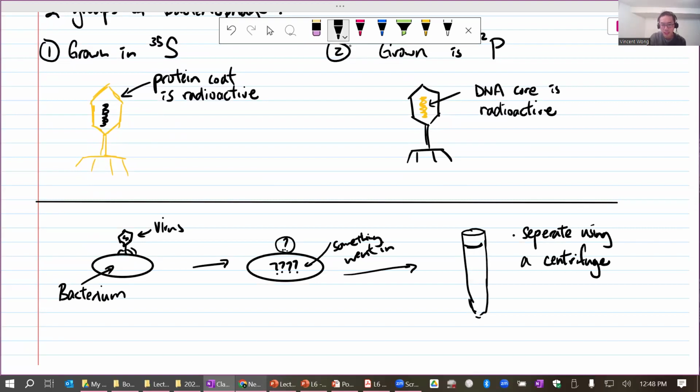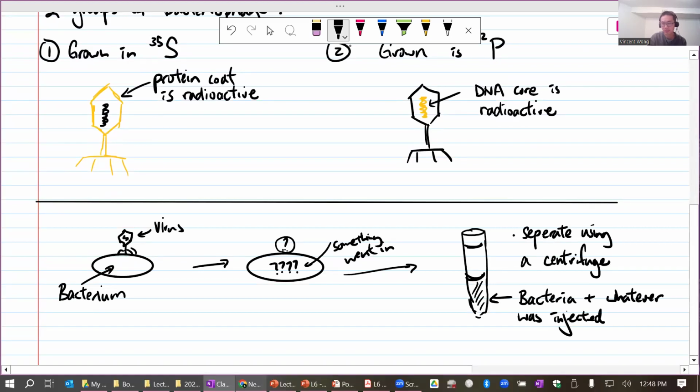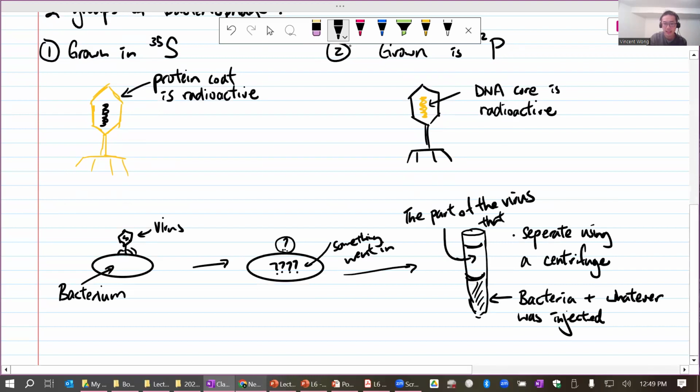So what's gonna happen is we're gonna have two layers here. We're gonna have the heavier stuff. This is where the bacteria is going to be. Bacteria plus whatever was injected from the virus. And then on the top layer here, this is the part of the virus that wasn't injected.